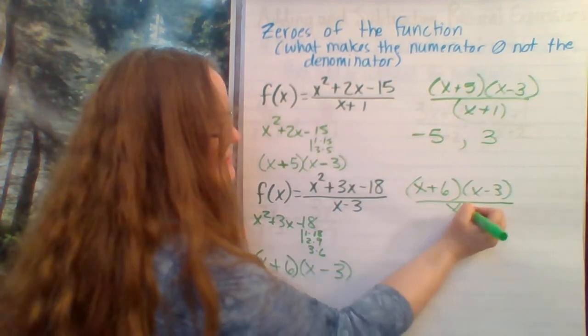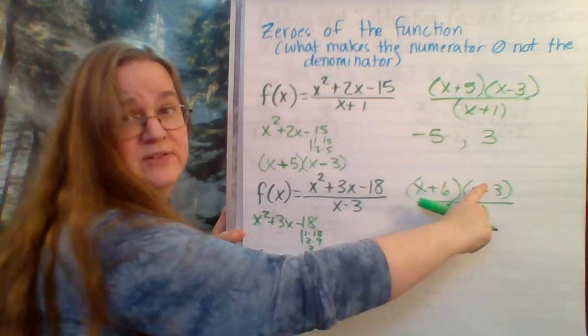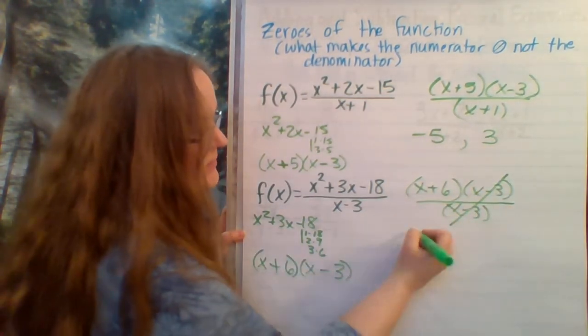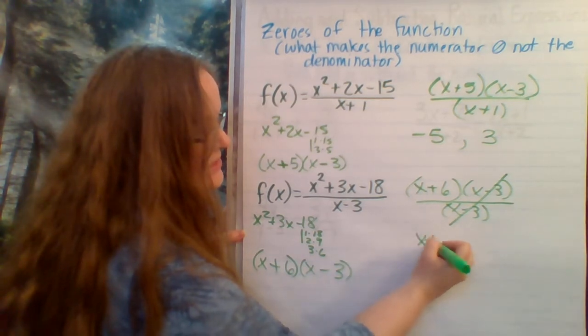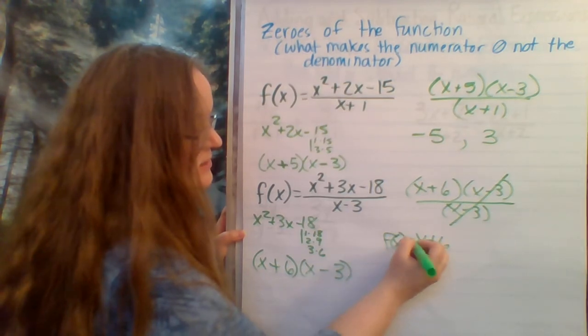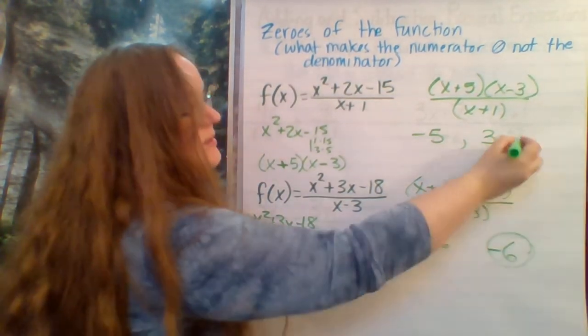In this case, I can simplify out x minus 3 because I have it in the numerator and the denominator and it's multiplication, so that goes away. I get x plus 6. What makes x plus 6 equal 0? It would be negative 6. So this one only had 1 zero and the other one had 2.